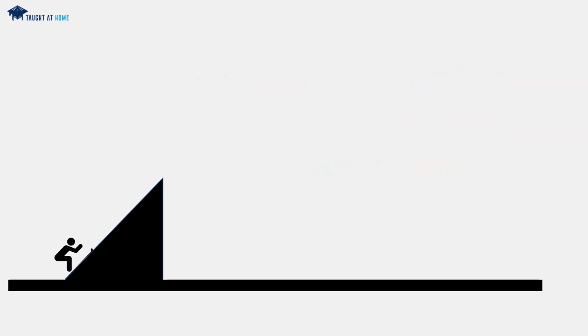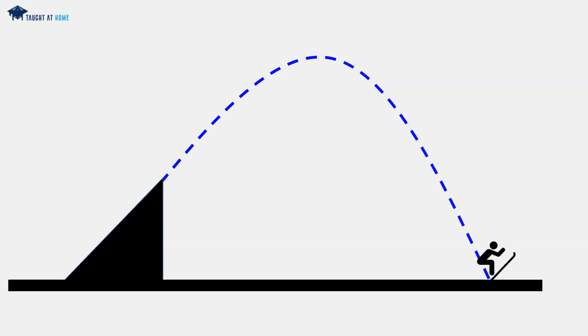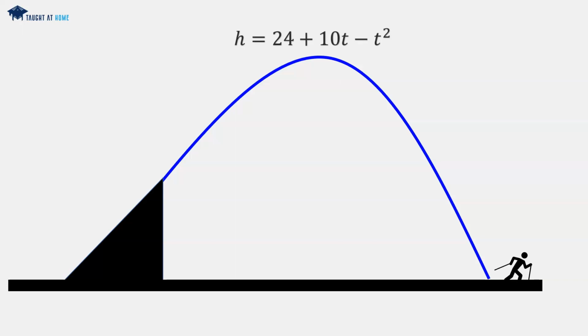So our skier descends down a steep slope, reaches a ramp here, and then momentum carries them up the ramp, and then they leave the ramp and follow a parabola in the air before landing. Now this parabola can be described by the equation h equals 24 plus 10t minus t squared, where h is in meters and t is the time in seconds.